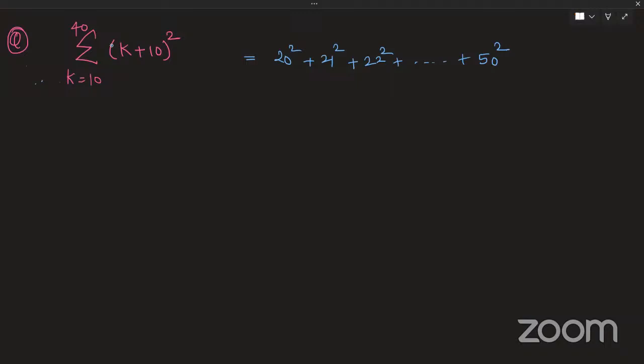So this is what you will get: 40 plus 10 whole square. So this is correct, right? Yes, sir. So you can just solve it easily, right? How would you do it?